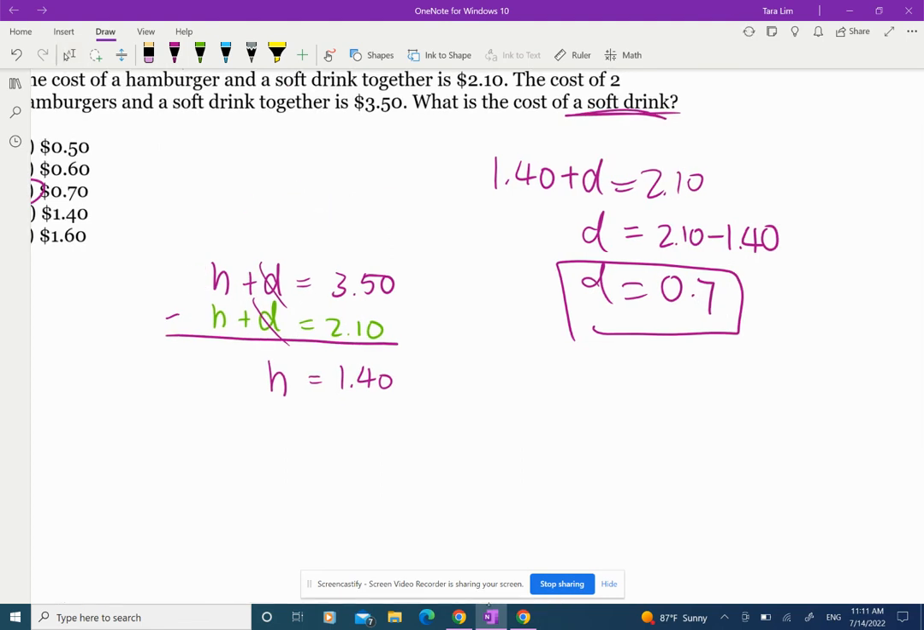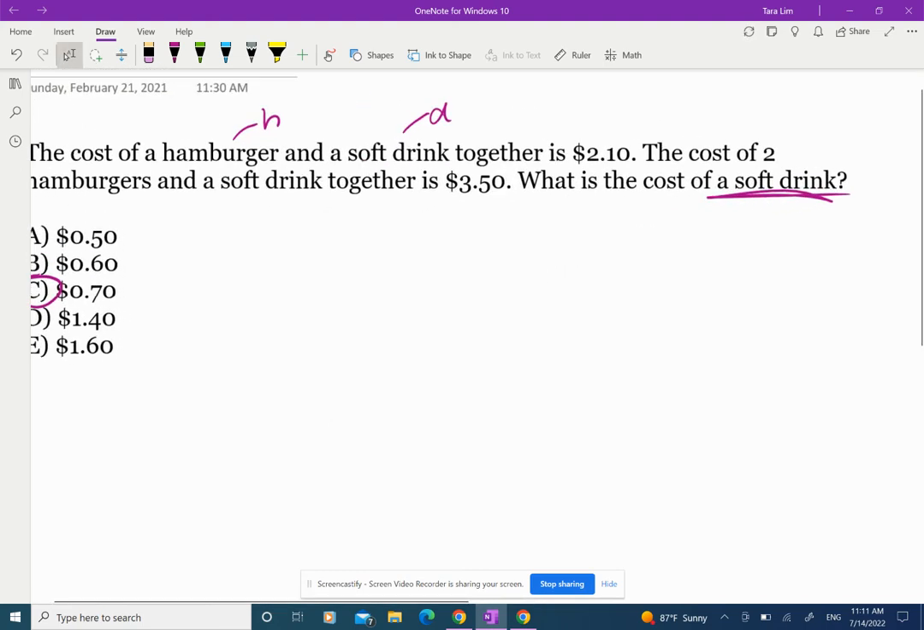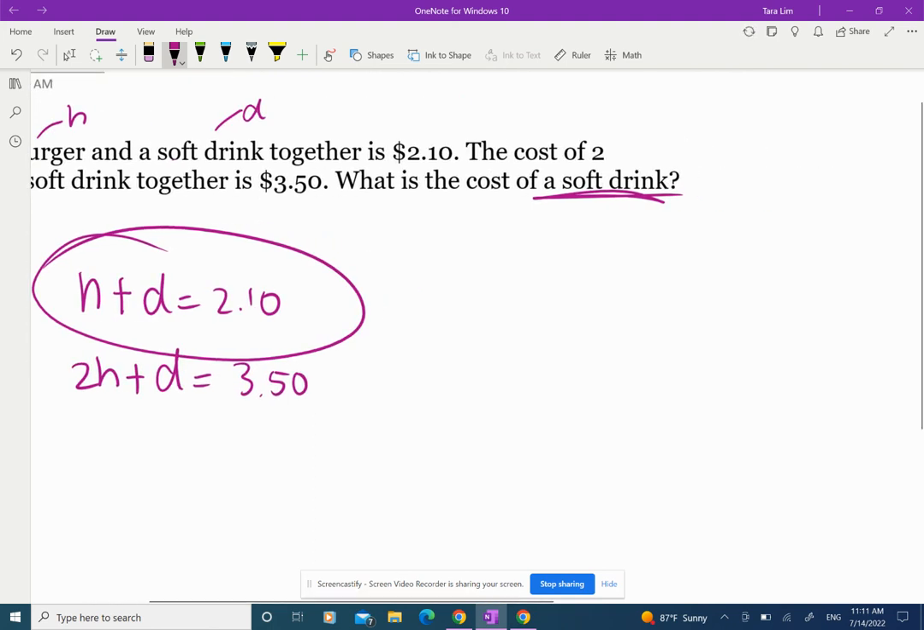Now there's another way. There's substitution. Now in this case, substitution is also possible, but elimination is faster in this case. So now I'll show you substitution. So again, I have two equations, right? H plus D is equal to 2.10 and 2H plus D is equal to 3.50. So what I'm going to do for substitution is that I'm going to substitute either H or D into the other equation. So let me first focus on the first one.